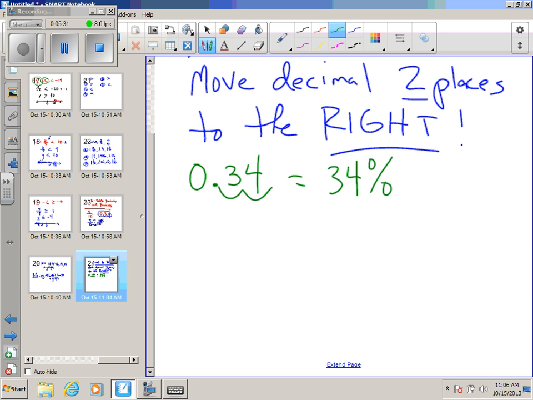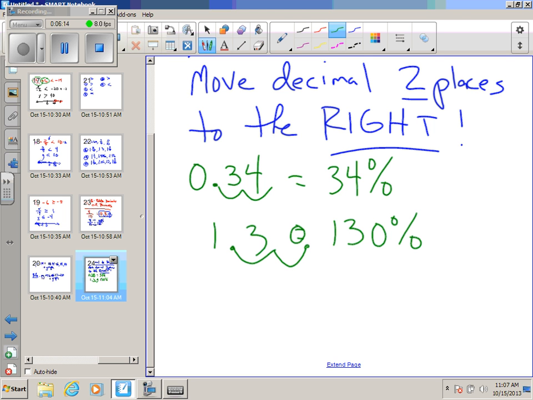So for example, if I were to give you 1.3 and say put that into a percent, what would that be? Now remember, 2 places to the right. Carlos? 130%. 1 would give us 13. Another 1, we'd have to put a 0 there.